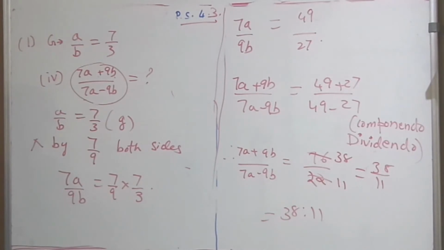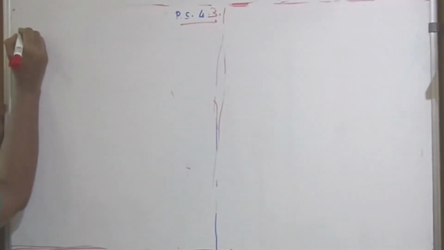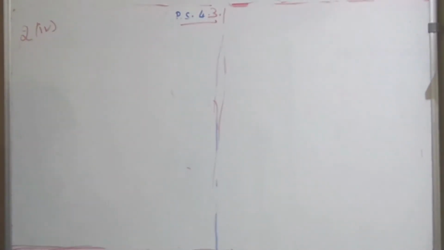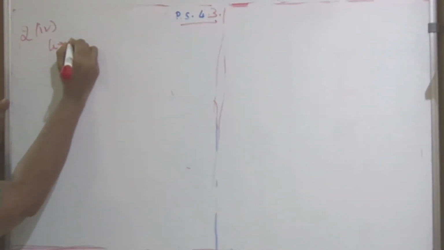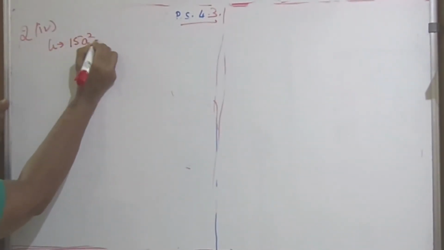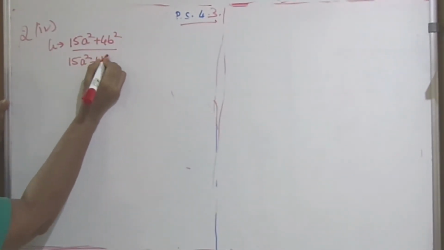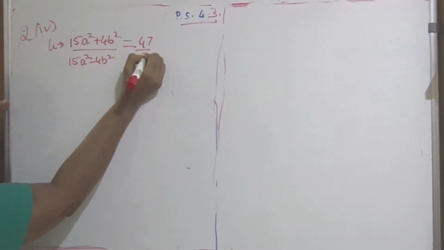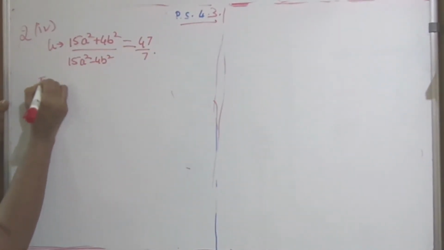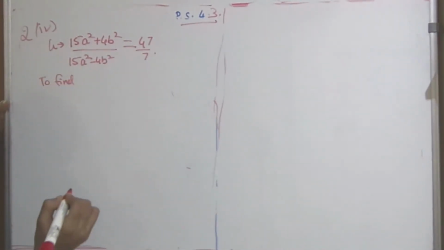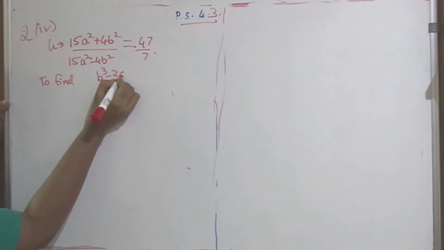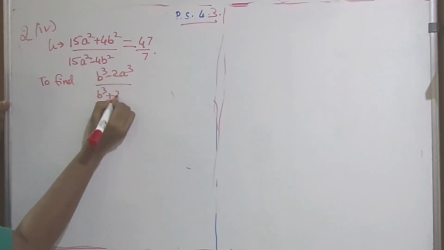Now just the other sum. Of question number 2, I am going to do the fourth sum. The second one I am giving as homework. What is given here? 15a square plus 4b square divided by 15a square minus 4b square is equal to 47 upon 7. To find: b cube minus 2a cube upon b cube plus 2a cube.